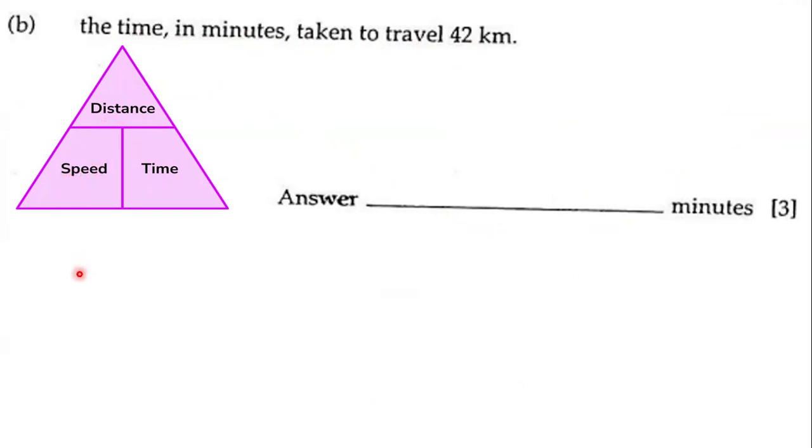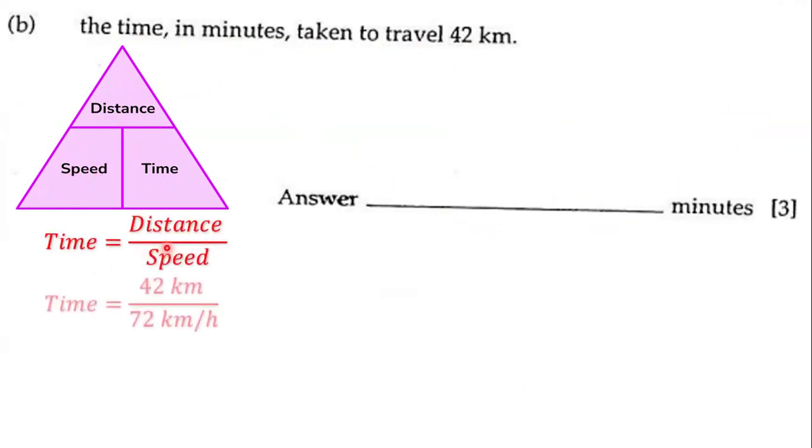Now, what is the distance? Well, the distance is going to be 42 kilometers. So time is distance over speed. The distance is 42 kilometers. And what is the speed? Well, the speed is 72 kilometers per hour, as we saw previously. So let's divide them.